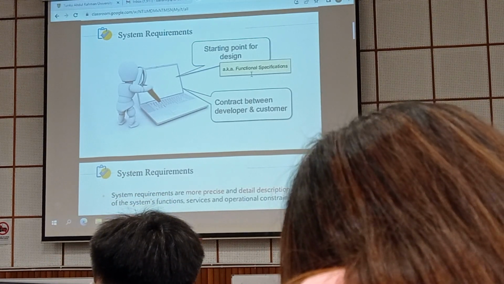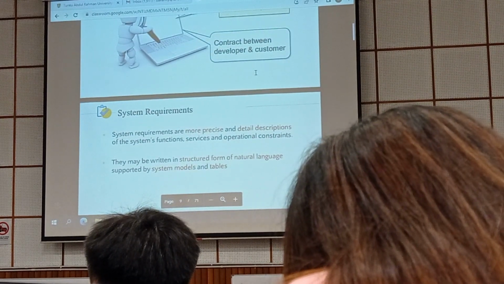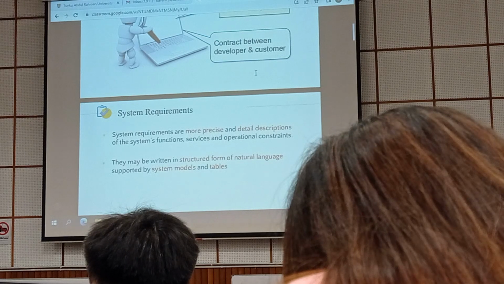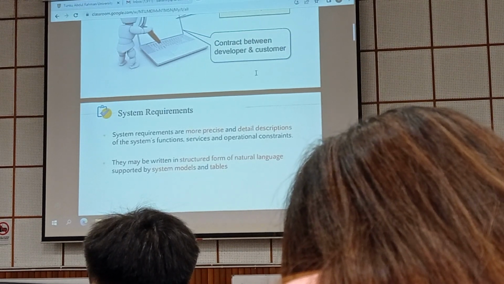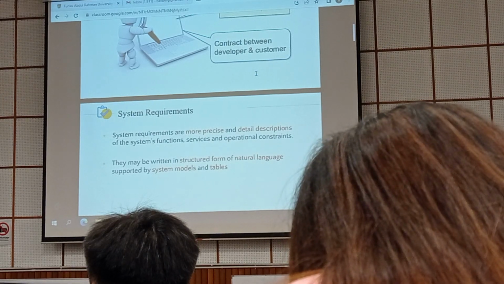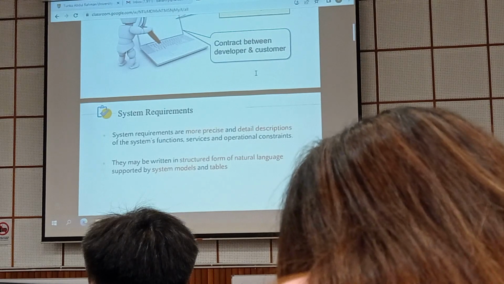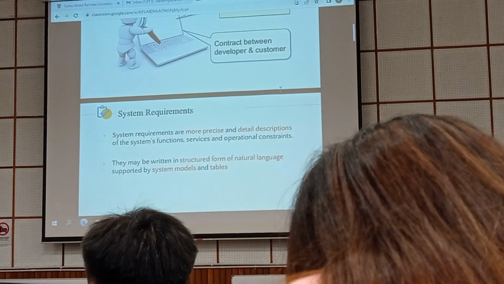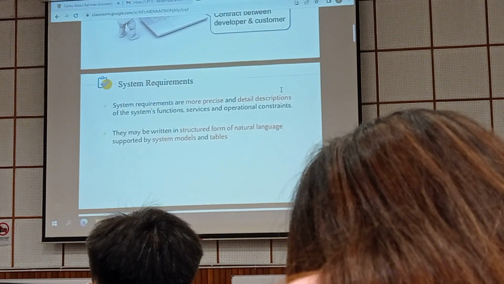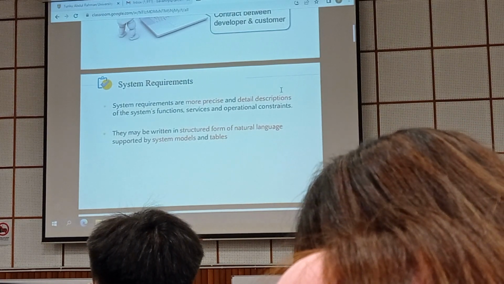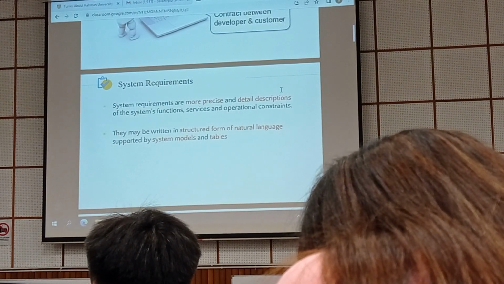So that means the system requirements are more precise and detailed descriptions, including the functions of the system, the services, and also the constraints. How can you write them? For example, the user requirements you get from natural language, from the text, whatever people are telling you, just take note.